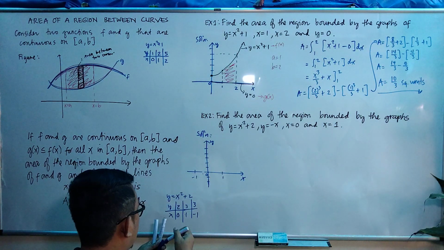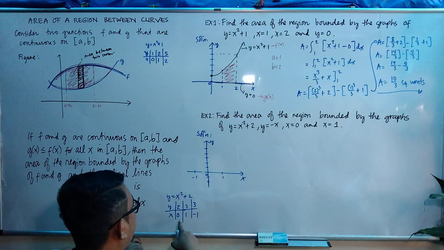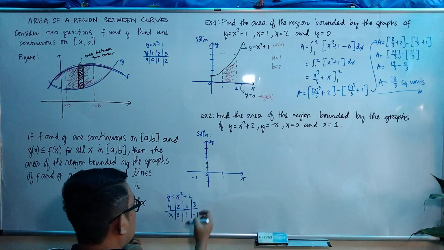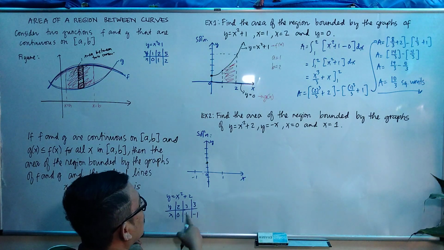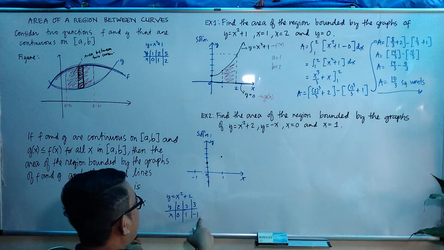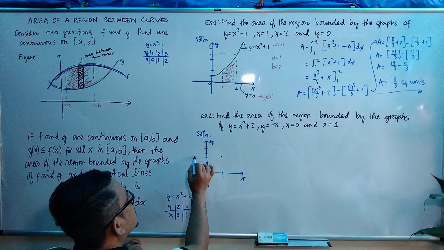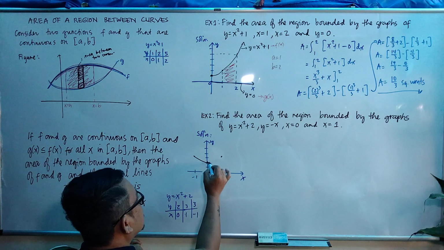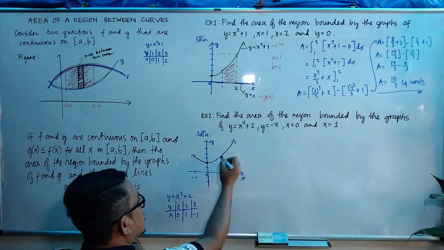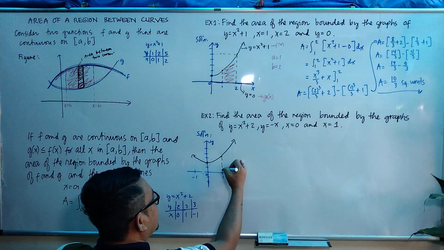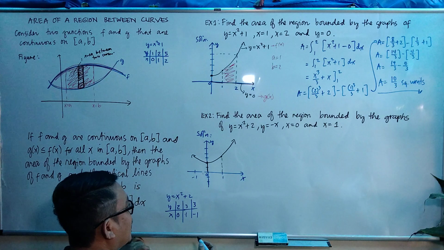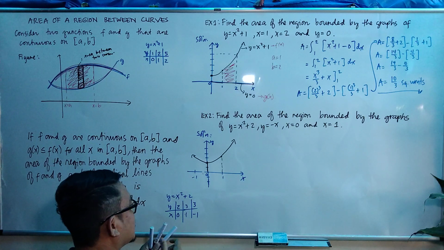Negative 1. Okay. So, if x is 0, y is 2. If x is 1, y is 3. X negative 1, y is 3. So, this is the graph. It looks like a parabola, no? Okay, bounded by this graph. Okay, now I sketch this.